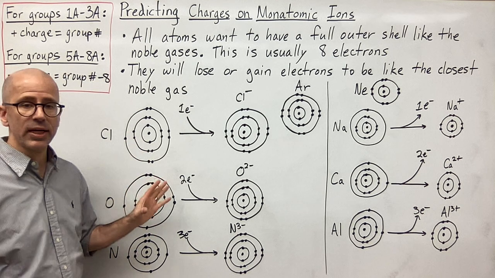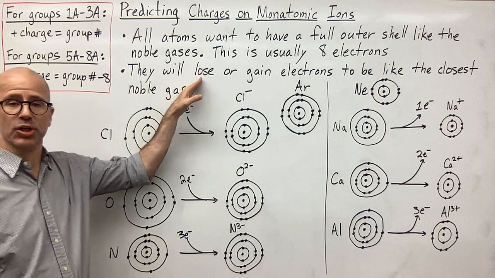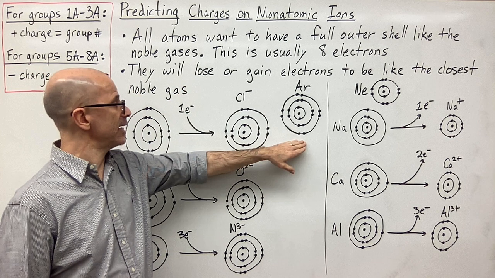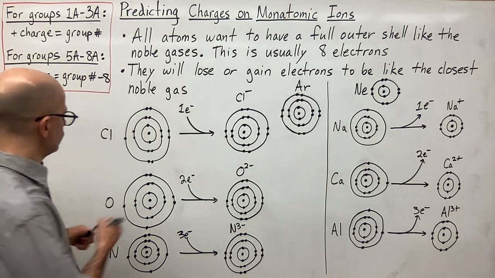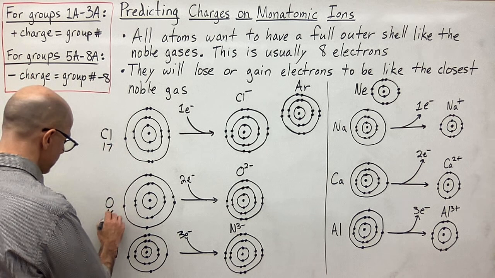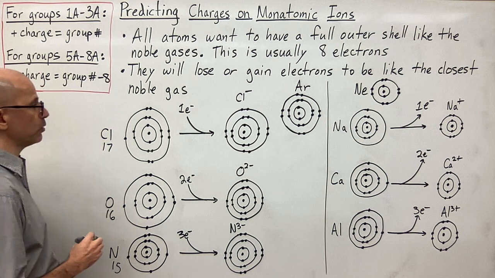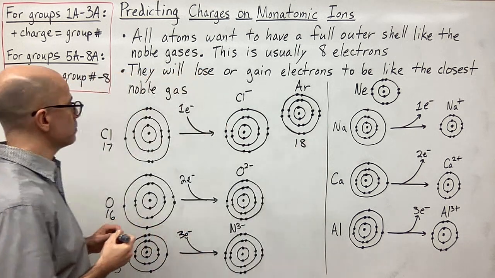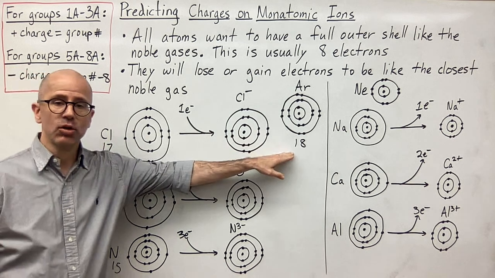Since chlorine wants to be like its noble gas, remember, all atoms are going to lose or gain electrons to be like the closest noble gas. Our closest noble gas is number 18. So let me write this down. This is number 17, number 16 on the periodic table, and this is number 15 on the periodic table. And argon is number 18. So chlorine wants to be like argon. Argon is the closest noble gas.